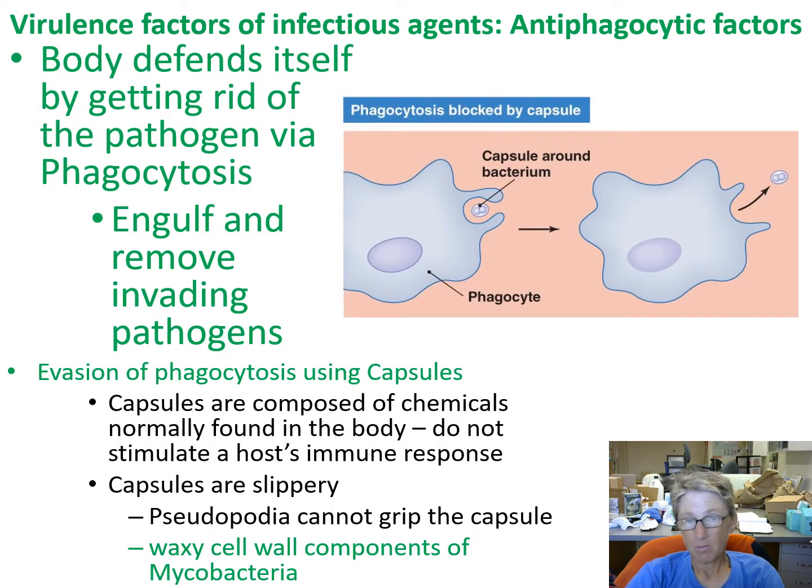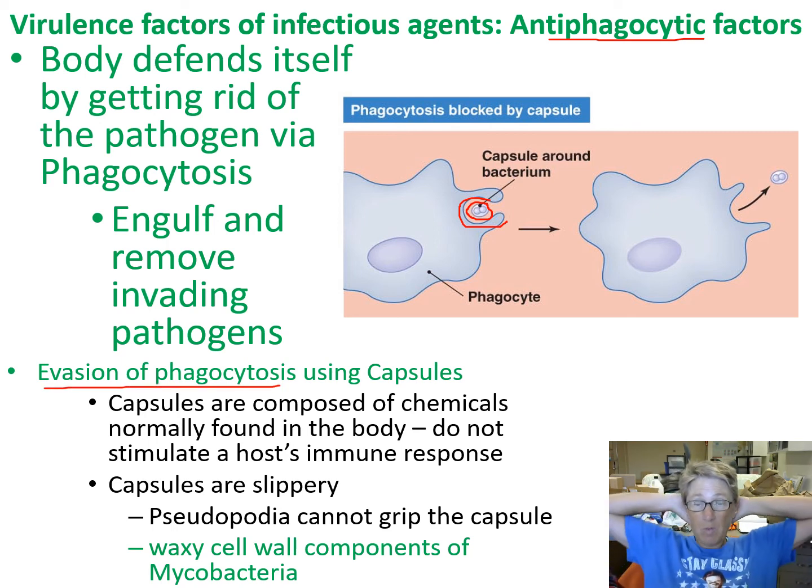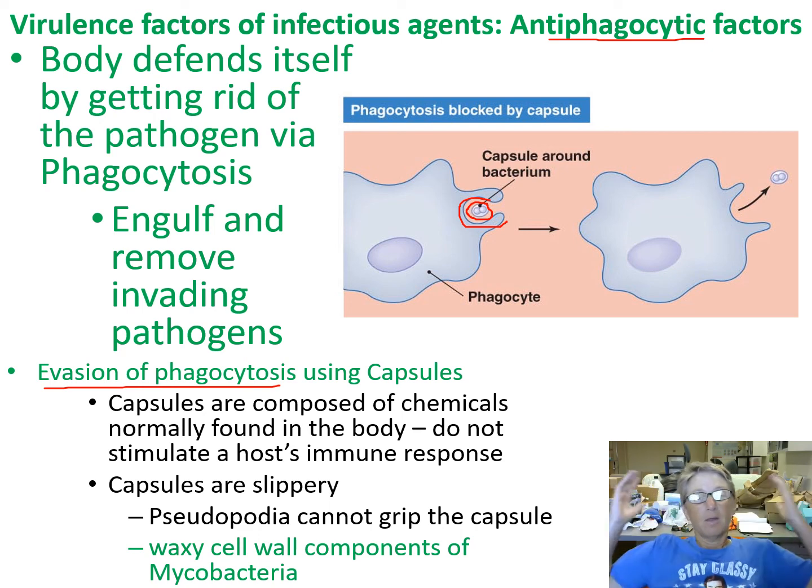More virulence factors of infectious agents, anti-phagocytic factors. We kind of talked about that. This capsule around the bacterium is an anti-phagocytic factor. So now the phagocyte can't eat you. Your body in general is defending itself by getting rid of pathogens using phagocytosis to eat the pathogens, with Toll-like receptors on the phagocytes and PAMPs on the bacteria. But if the bacteria have mutated or evolved such that they can evade phagocytosis because now they evolved a capsule, well, they just won that war.